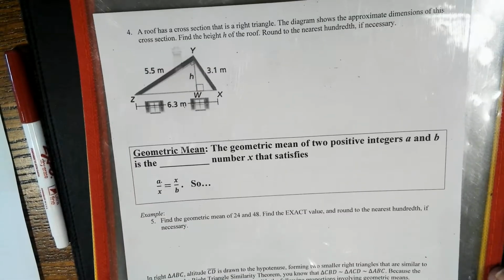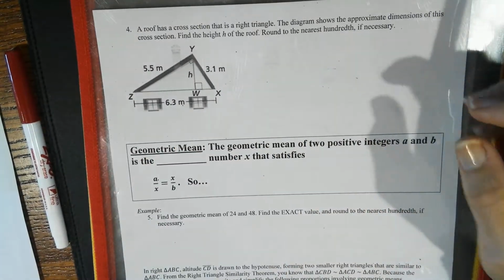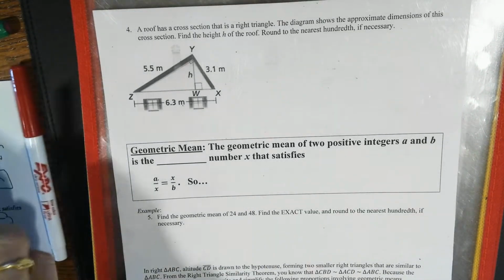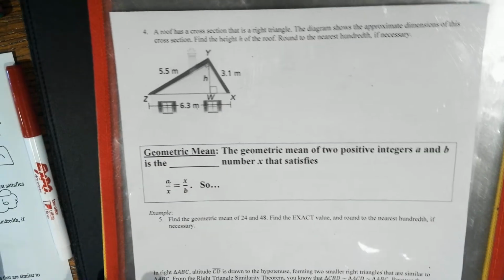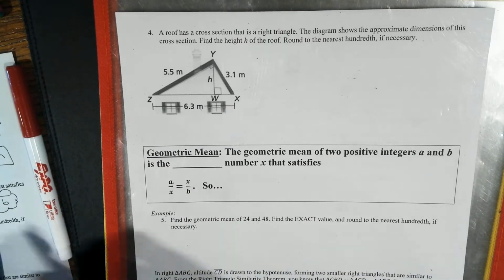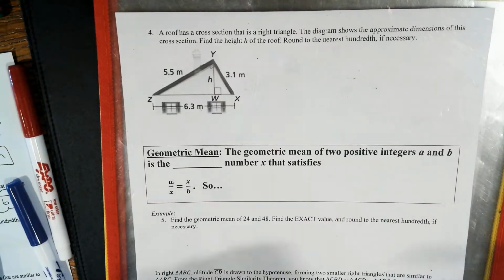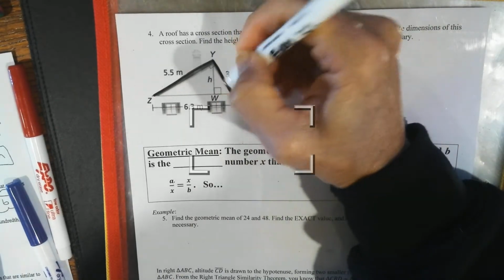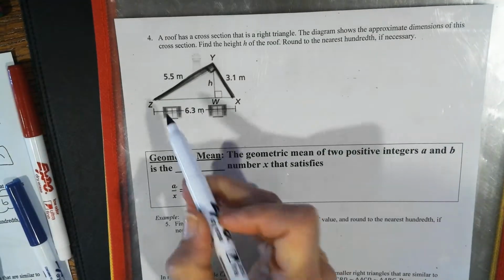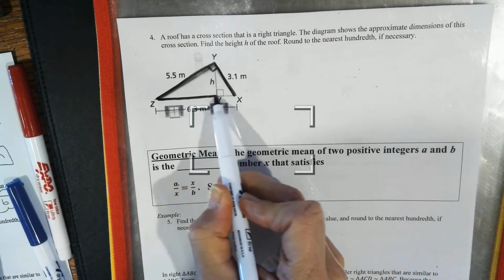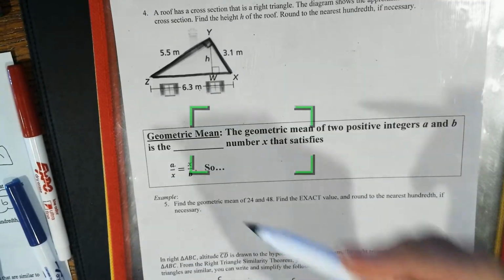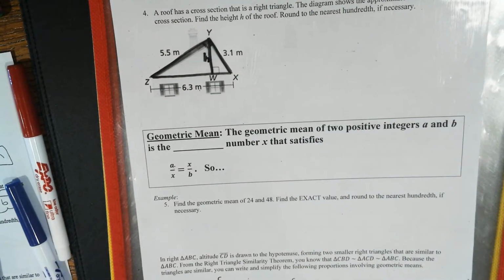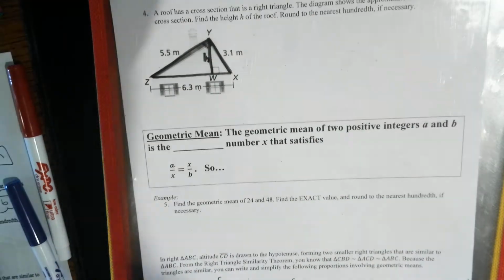All right. Now this is an example where you would use it in real life. Yay, real life problem, woohoo! That's really what we want to do, right? We want to actually use some of our math in real life problems. So here's our first one. We've got a roof that has a cross section that is a right triangle. So here's my right angle. The diagram shows the approximate dimensions. Find the height of the roof. This is what I'm looking for right here. Round to the nearest hundredth if necessary.